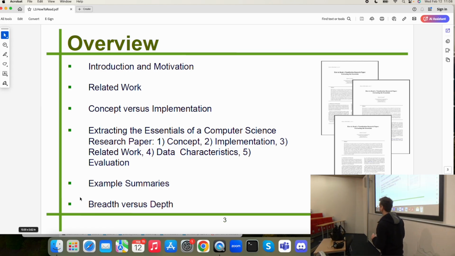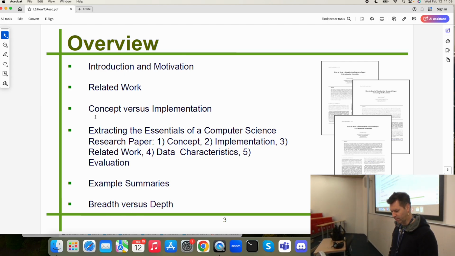concept versus implementation. These are two magic words. And if you can understand the difference between concept and implementation, your life is going to improve dramatically from this point on. It's not very difficult to understand, but it's very important, and a lot of people do not understand the difference. They don't know what the difference between these two things are.